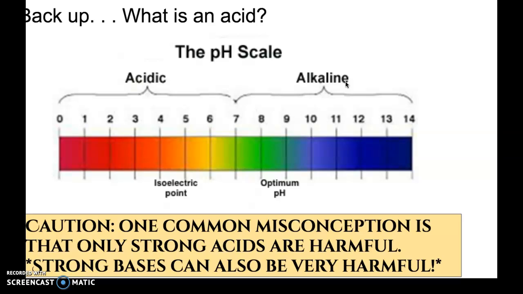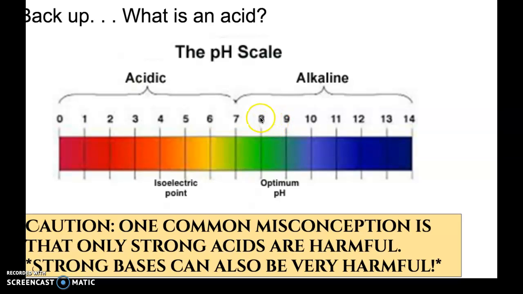Now, a common misconception that I've found you all have is that only strong acids are harmful, but this isn't true. Strong bases can also be really, really harmful as well. Now you read the scale right here, 7 is neutral. So any kind of acid that you find in the 5-6 range is not harmless, but it's not going to harm you too bad. And then as you travel down towards 0, it's going to become increasingly harmful and increasingly acidic.